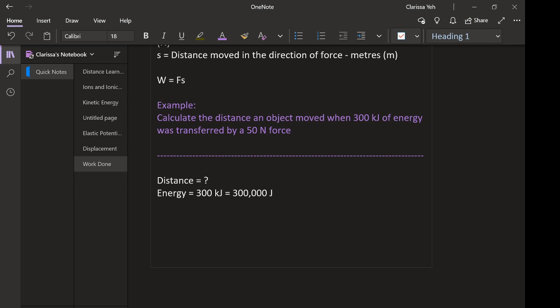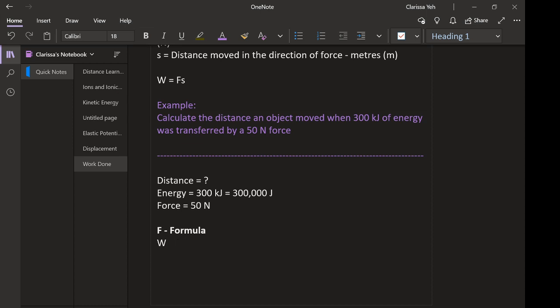Kilo means 1,000. When 300 kilojoules of energy was transferred by a 50 Newton force. So force equals 50 N, and that is standard newtons. Then, first step, I write my formula: W equals Fs.